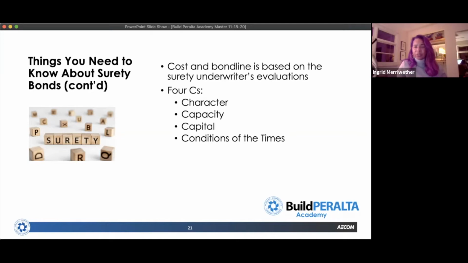And then the fourth one is really the conditions of the times. During 2008, during the recession, there were more contractor failures in a 5-year period than there had been in a 25-year period. And as you might imagine, the concern is the same in our current times with COVID and the recession and what's projected in terms of the recession. These are particular times where bonding companies will be factoring this in and have an awareness that businesses are having financial impacts as a result of COVID, and that's going to be factored in. Next slide.